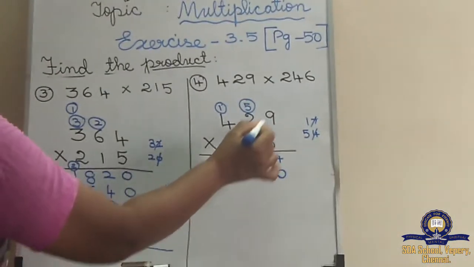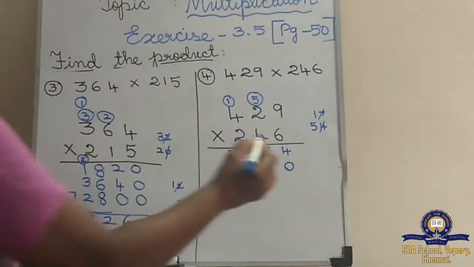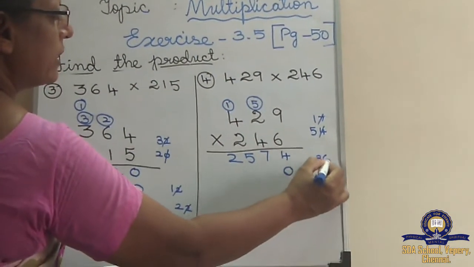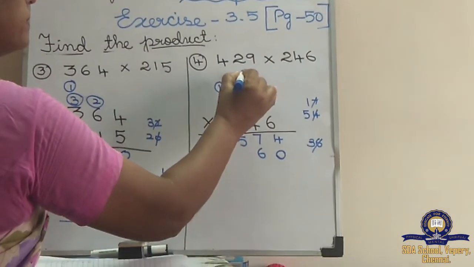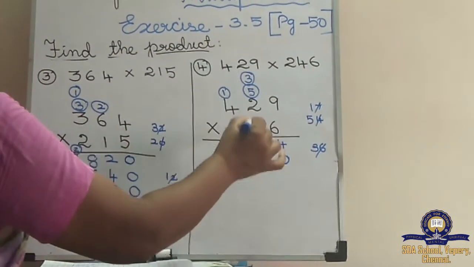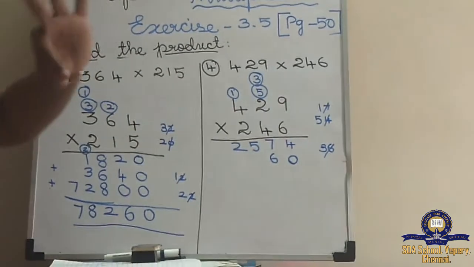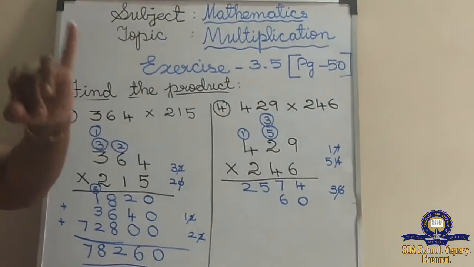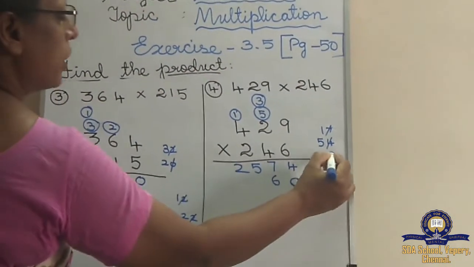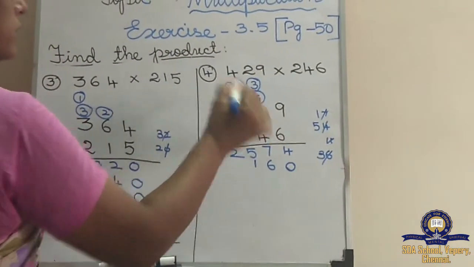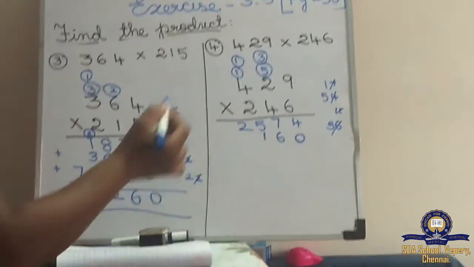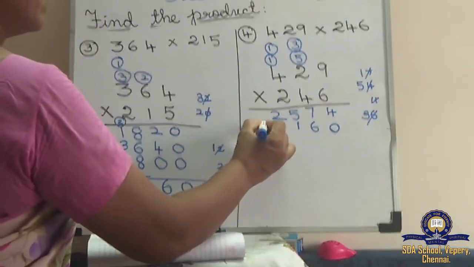Okay, 4 tables. 4 nines are 36. And you have to carry 3 here. 4 twos are 8. 8 plus 3, 9, 10, 11. 11, what you have to do? You have to carry over here. 4 fours are 16. 16 plus 1, 17.